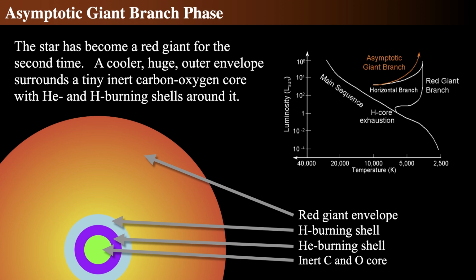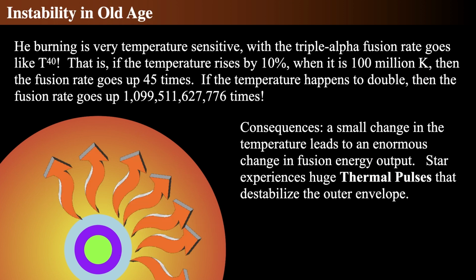All right, so once it gets to the asymptotic giant branch, it is now a red giant for the second time. It's cooler, larger, and more luminous. And there's an enormous inert carbon and oxygen core with a helium burning shell around it, a hydrogen burning shell around that. And the red giant envelope is, of course, enormous, at about 200 times the radius of the current sun.